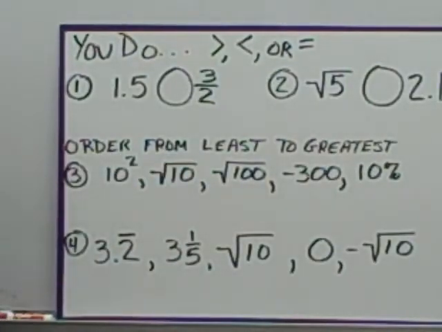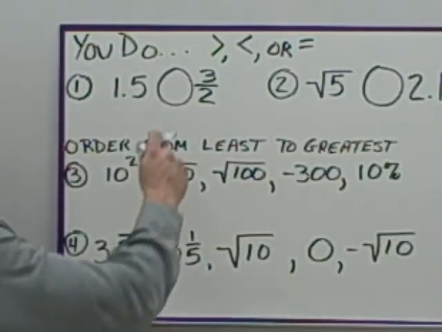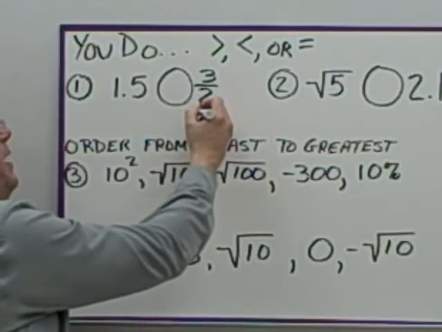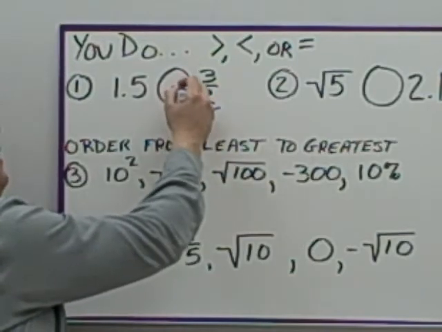You do. Take a moment, pause the video, try these, come back. Welcome back. 1.5, 3/2. Convert this to a decimal. 3 divided by 2 gives you 1.5. These are equal.